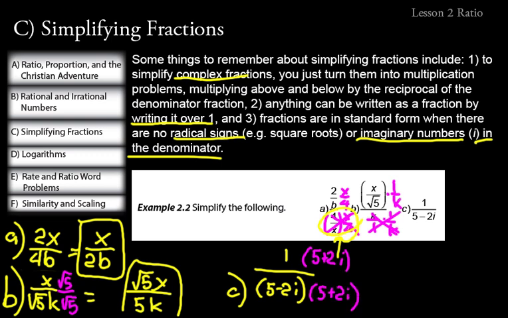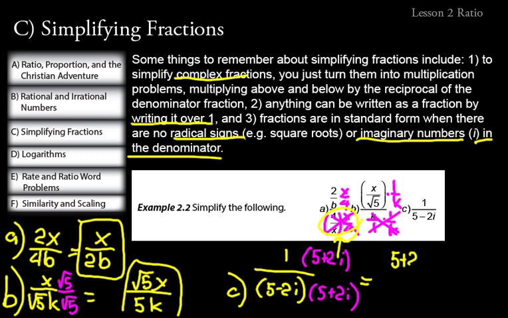Why is it okay to multiply above and below by the same thing? Well, because that equals 1, right? 2 over 2 equals 1. 5 over 5 equals 1. 5 plus 2i over 5 plus 2i equals 1. We're just multiplying by 1 is what we're doing. We're not changing the solution here or the numerical value of this. We're just changing the way it looks. And that's a key idea that hopefully you remember way back from Algebra 1.